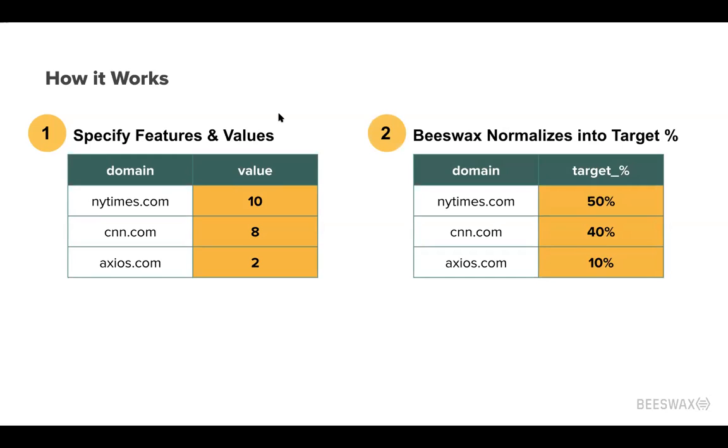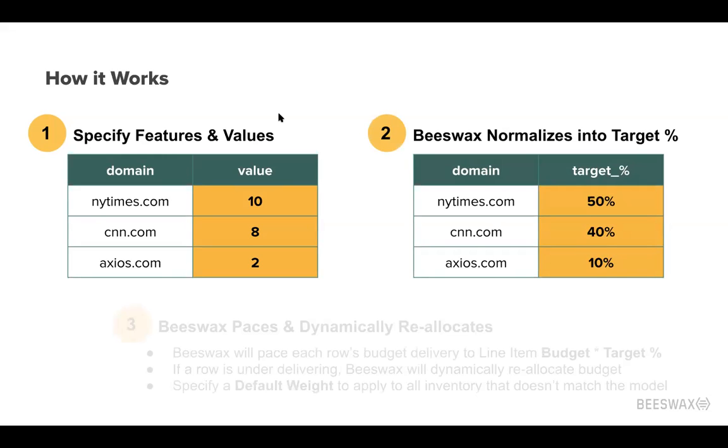So in this case, we do the math and we translate that to 50, 40, and 10%. I could have equally put in 5, 4, and 1 or some multiple of that, and it would have resulted in the same target percent. So that's sort of the second step.